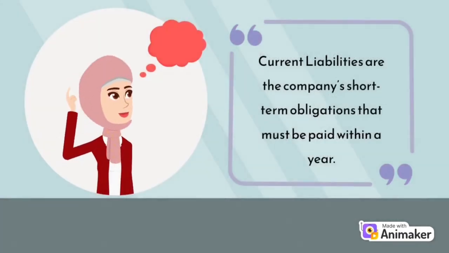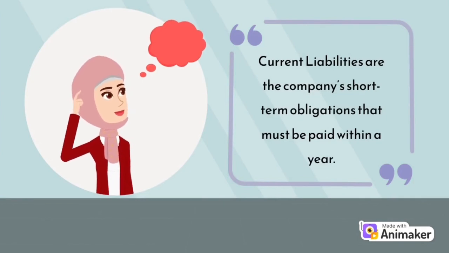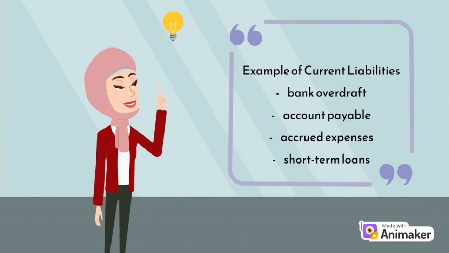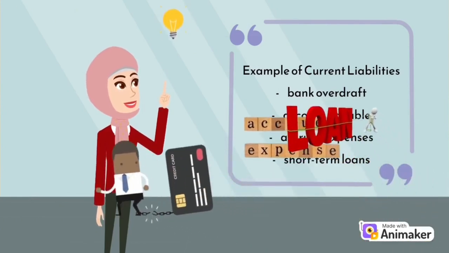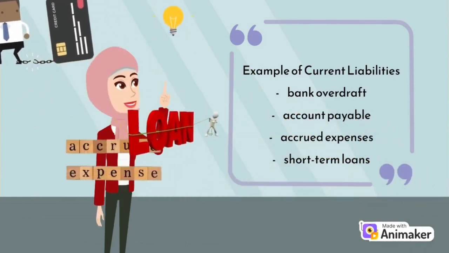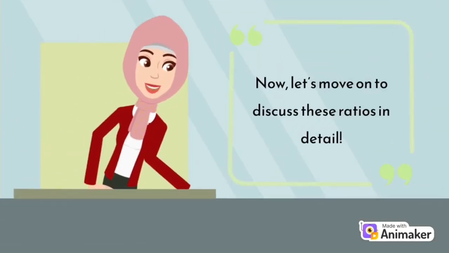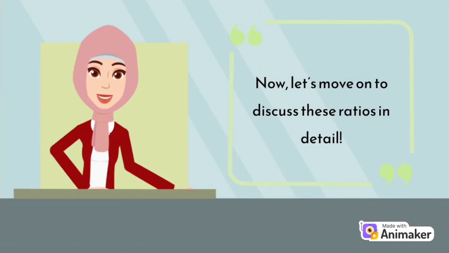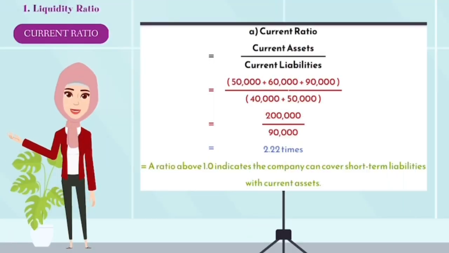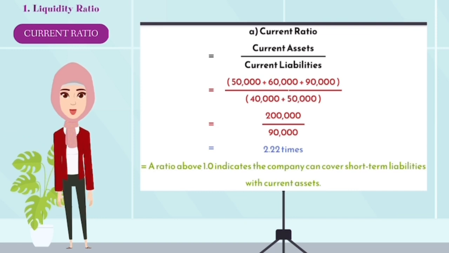While current liabilities are the company's short-term obligations that must be paid within a year. Some examples of current liabilities are bank overdraft, account payable, accrued expenses, and short-term loans. Now, let's move on to discuss these ratios in detail. Current ratio. The formula for the current ratio is current assets divided by current liabilities.